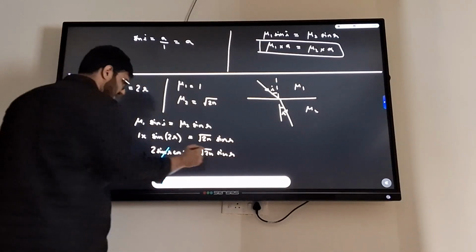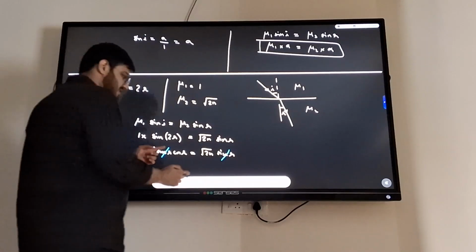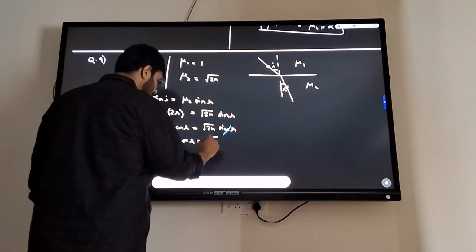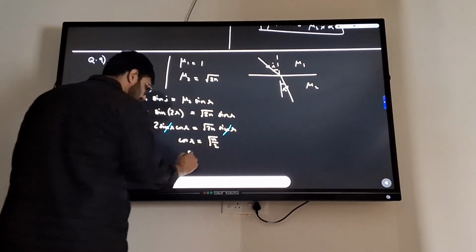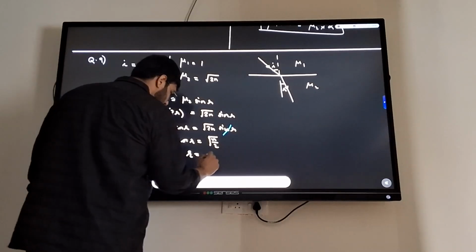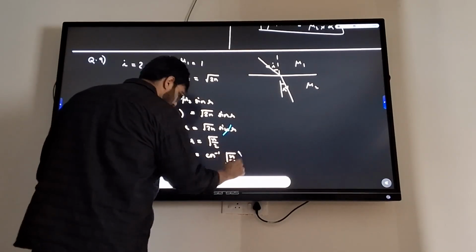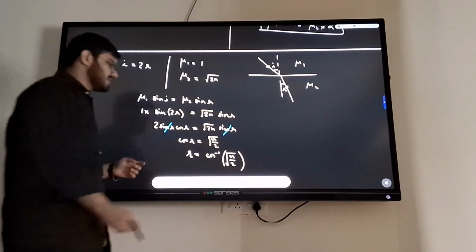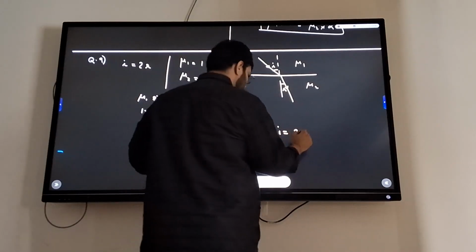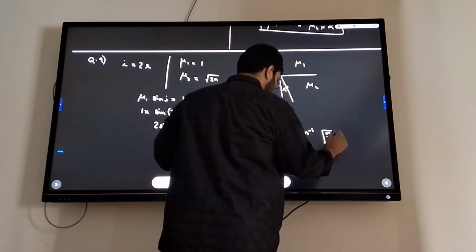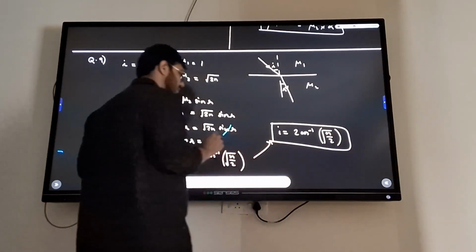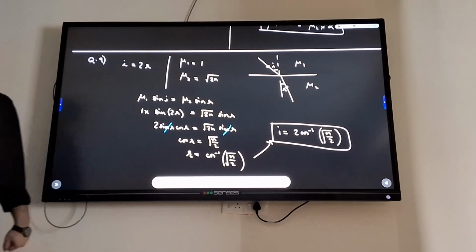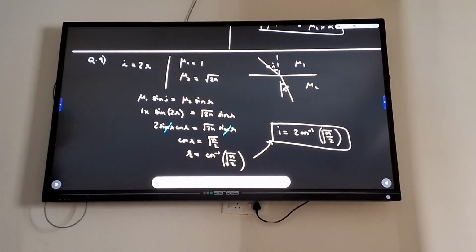So the sin R goes away. Then I think you will get cos R. What is the cos R value? Cos R is equal to root n by 2. Then R is equal to cos inverse of root n by 2. If you get R, can you find I? It's just twice of that. So I is equal to 2 cos inverse root n by 2. Good. Fairly simple question. These are all simple questions. You don't have to think much here.